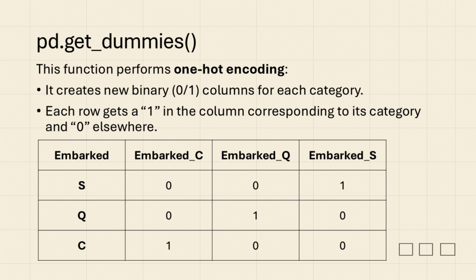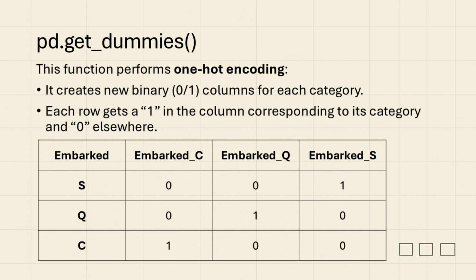We use pd.get_dummies. This function performs one-hot encoding. It creates new binary 0 or 1 columns for each category. Each row gets a 1 in the column corresponding to its category and 0 elsewhere. We transform the Embarked column into dummy variables. This converts categorical values into binary columns, making them suitable for modeling.